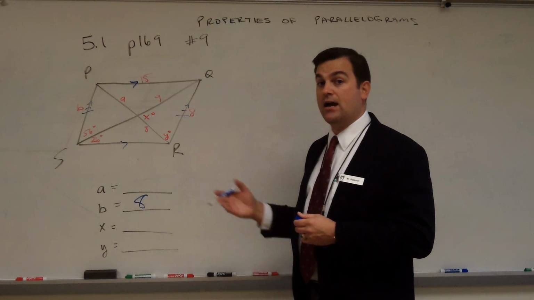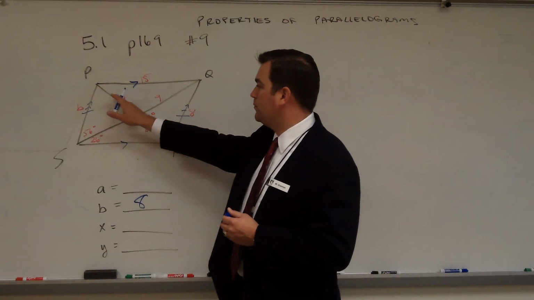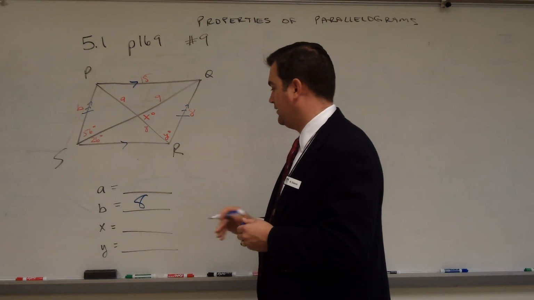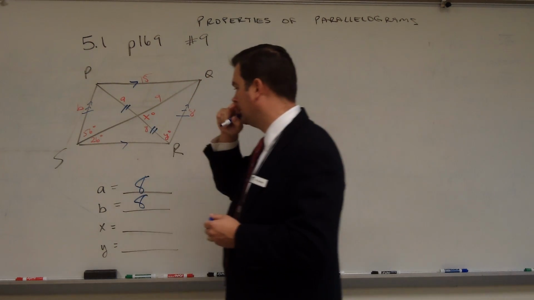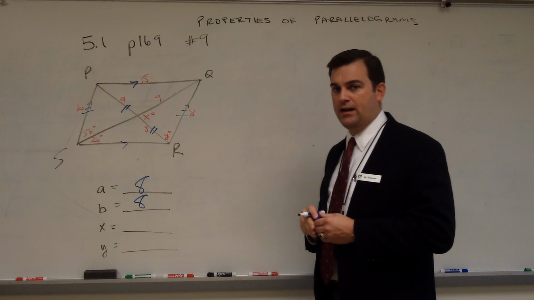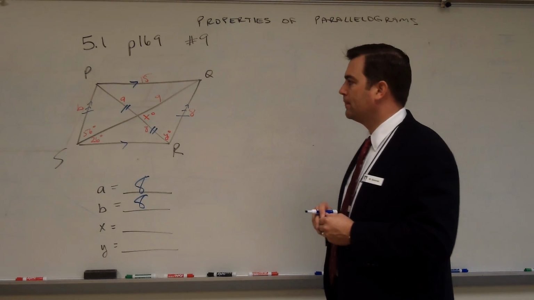Likewise, I remember that diagonals bisect one another, which means that A will be congruent to 8. I've solved for A and B. Solving for X and Y is a little trickier.